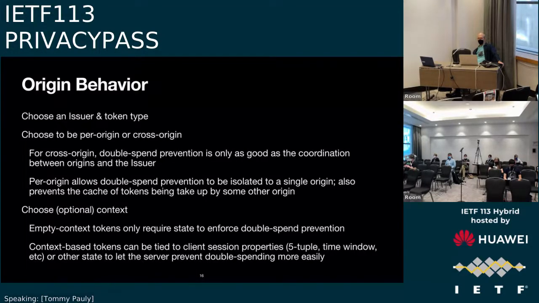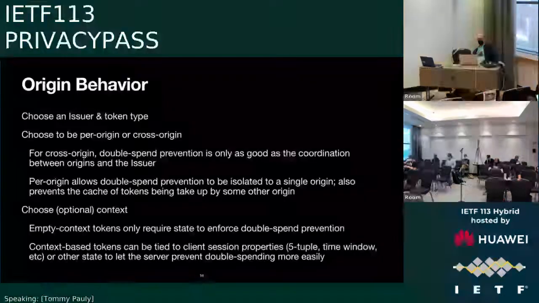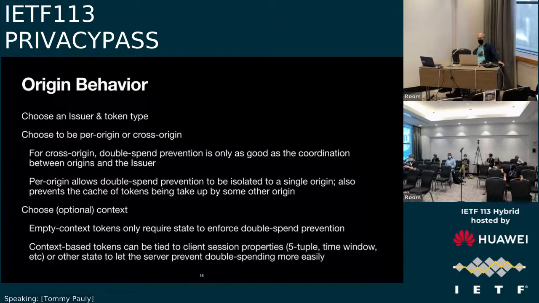So for this, the context really is about the state that you need to keep for double spend prevention. If you don't have any context, then the state for enforcing double spend prevention is not really tied to what's in the challenge, but you need to have some broader state that you keep upon redemption to recognize identical tokens coming back to you. And that is certainly doable, but it can require more work on the origin. The benefit of having the context-based token is that they can tie specific client session properties or other properties that they want to the token to make it a smaller set of things amongst which you need to do double spend prevention. I think the next slide has some examples that Chris gave.